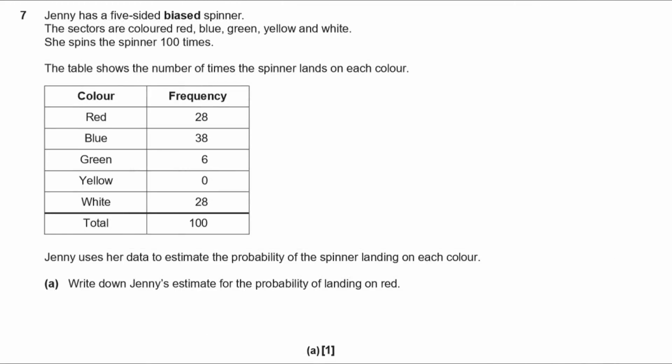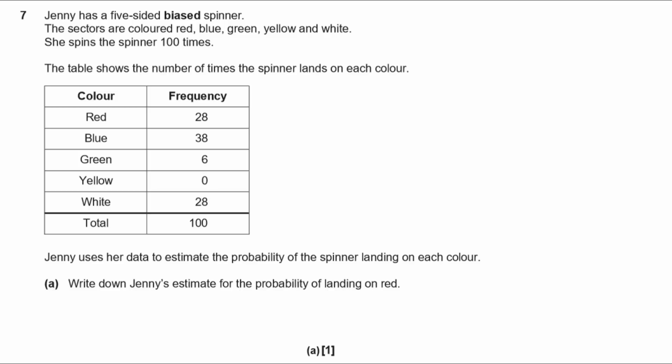Jenny has a 5-sided bias spinner. The sectors are coloured red, blue, green, yellow and white. She spins the spinner 100 times. The table below shows the number of times the spinner lands on each colour. You can see it has landed on various colours various numbers of times. Jenny uses her data to estimate the probability of the spinner landing on each colour. Write down Jenny's estimate of the probability of it landing on red.